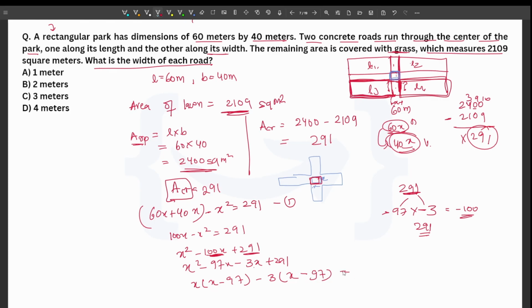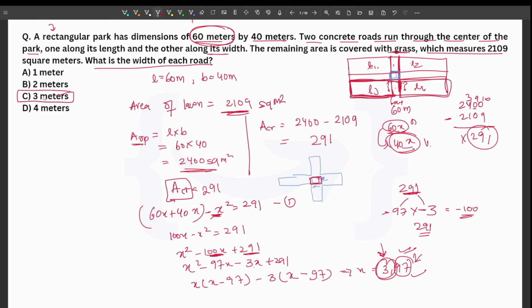So your value of x will become what? 3 and 97. So what would be the actual meter that you can think? Do you think 97 can be the possible answer? No, never, because 60 meters is the largest possible length. So 97 would be too large. So the value of x would be 3 meters. Don't you think 3 is the right option for this particular question?